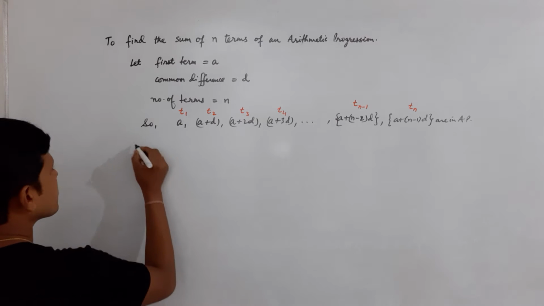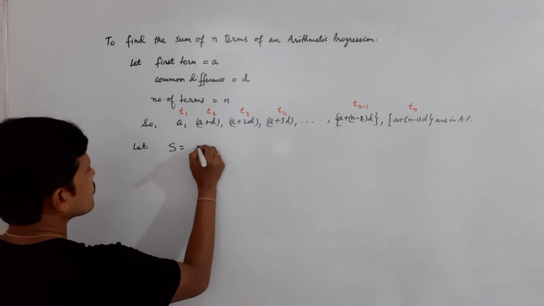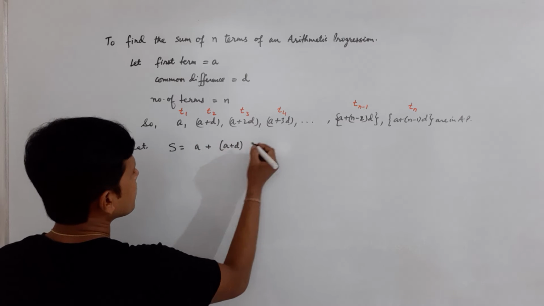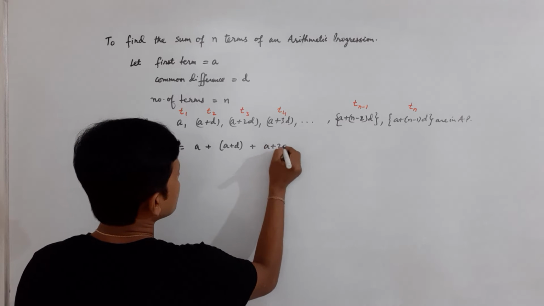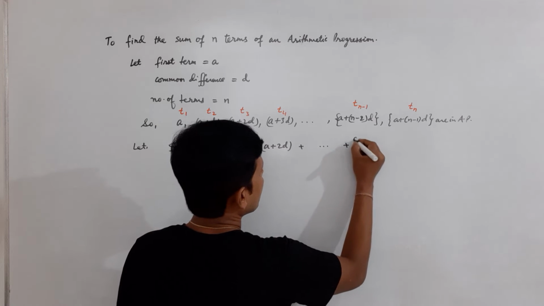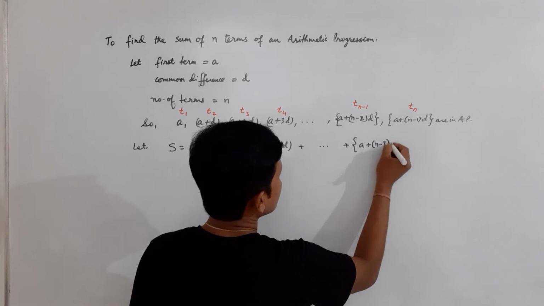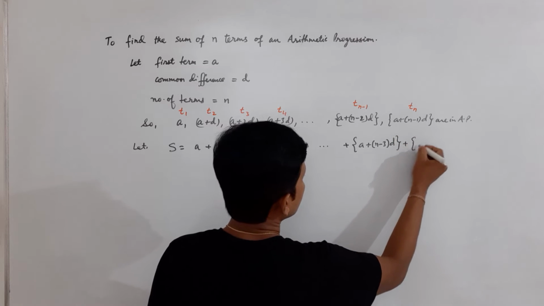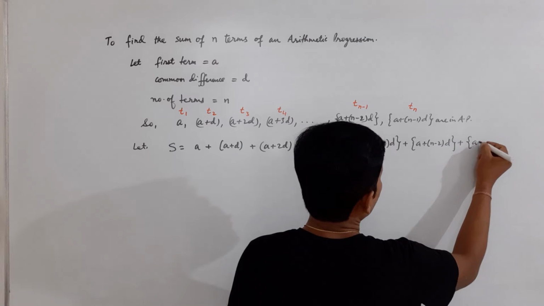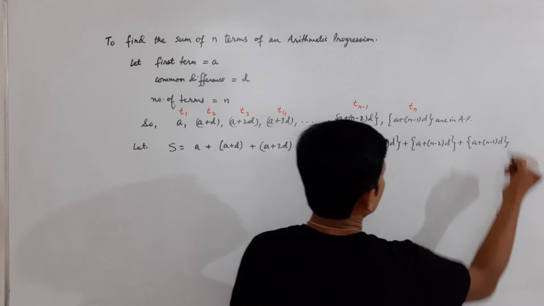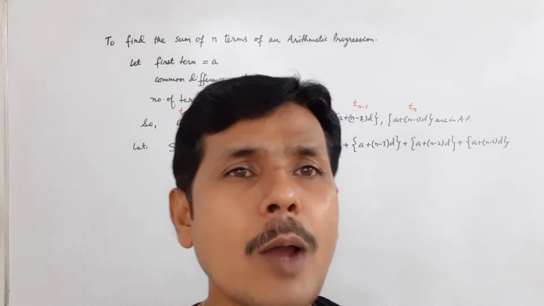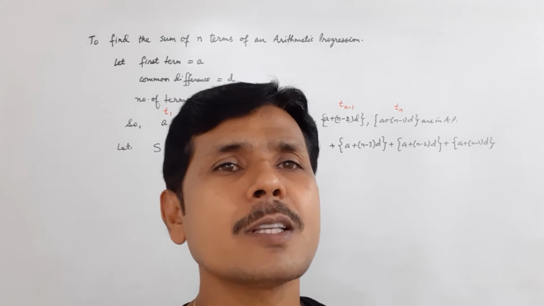Okay, let S equal to A plus (A plus D) plus (A plus 2D) plus, I'm writing over here, (a plus (n minus 3)d) plus (a plus (n minus 2)d) and (a plus (n minus 1)d). Okay, now what we have to do? We have to add up, but there is some procedure for it.